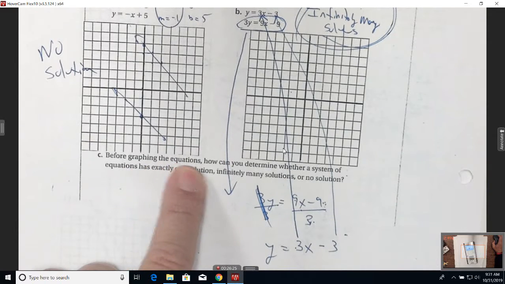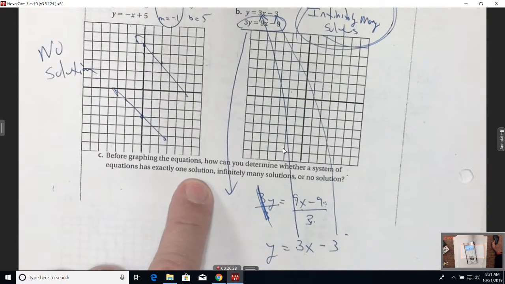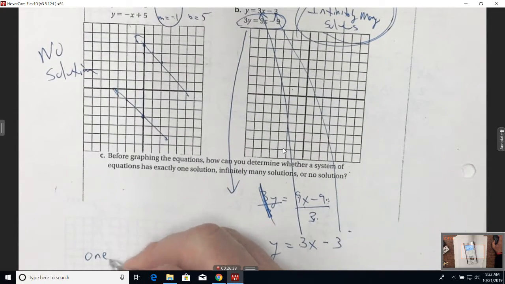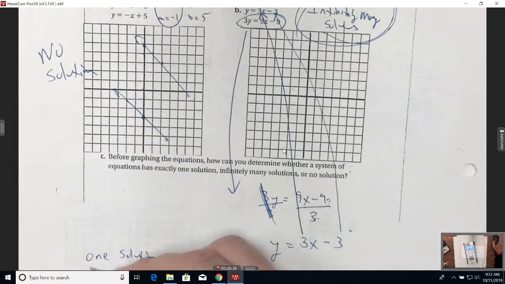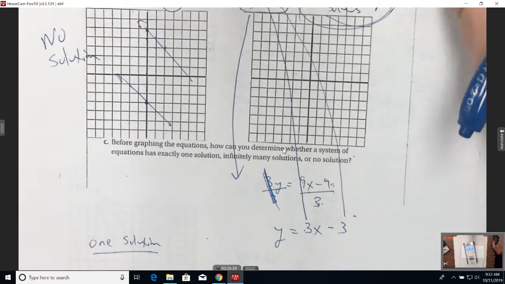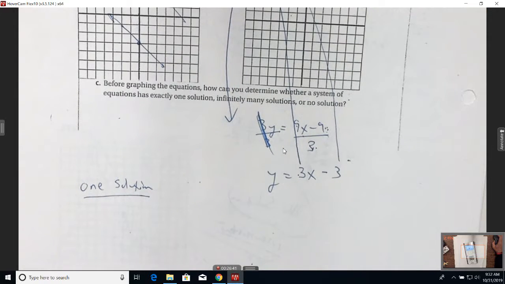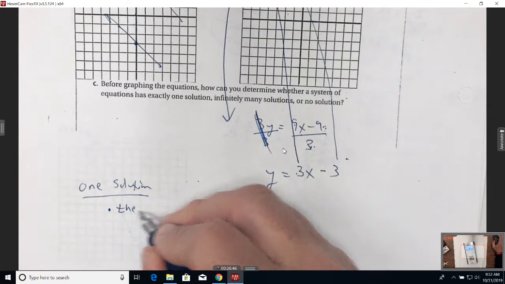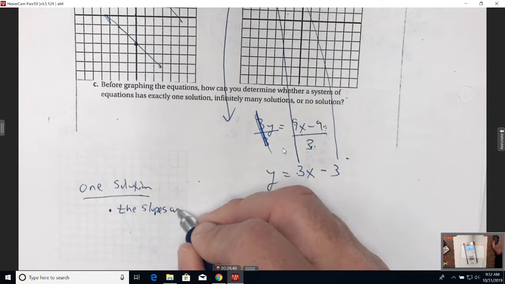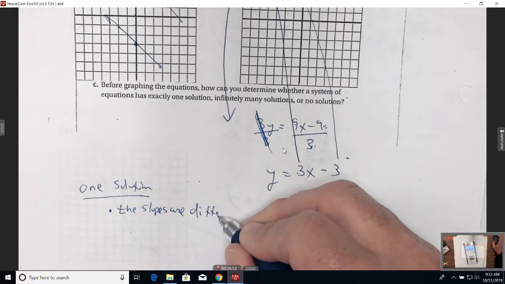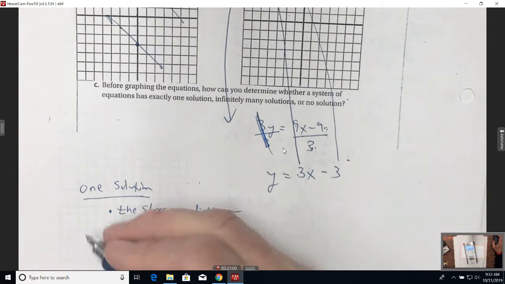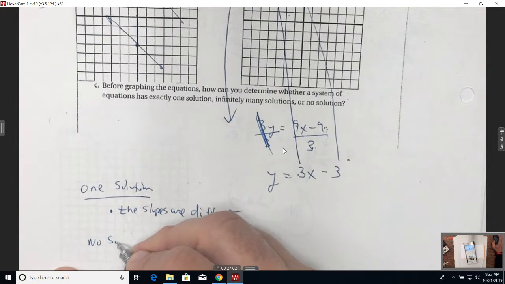Okay, here's the question in C. Before graphing the equations, how could you determine whether a system of equations has exactly one solution, infinitely many, or none? Okay, so if it has one solution, how do you know if a system has one solution? The slopes are what? The slopes are different. See, this is without graphing. If you look at an equation, and if you see the slopes are different, you know you're going to have one solution. Always.